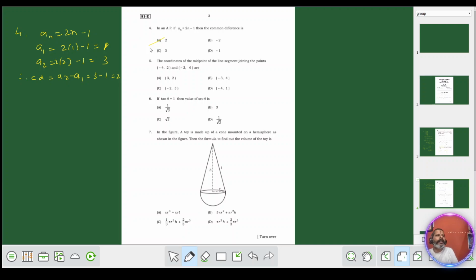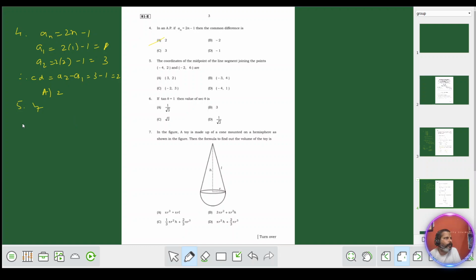Just substitute and find a1, a2 and answer that. Fifth one: the coordinates of the midpoint of the line joining the two points. You have to use the midpoint formula. Let A be minus 4, comma 2 and B be minus 2, comma 6 are the two points. Then the midpoint formula is x1 plus x2 by 2, y1 plus y2 by 2.